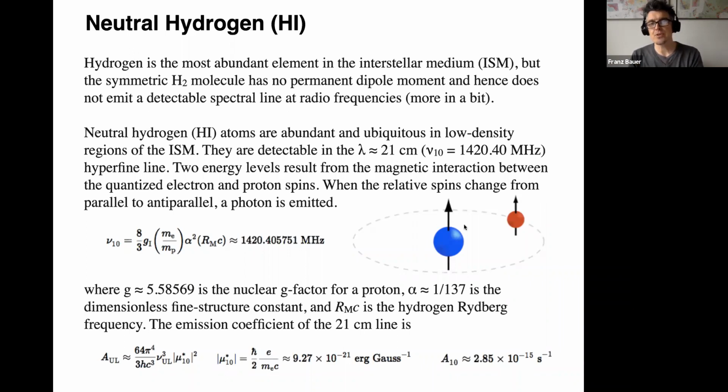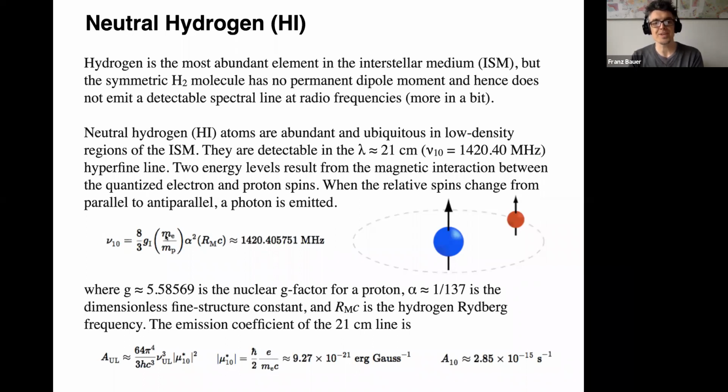It occurs because you have a proton with a spin and an electron with a spin, and in general, when you get this spin flip, you have a change of energy. The two energy levels from this magnetic interaction depend on whether the spins are parallel or anti-parallel. And that difference in energy emits a photon, which is related to this frequency.